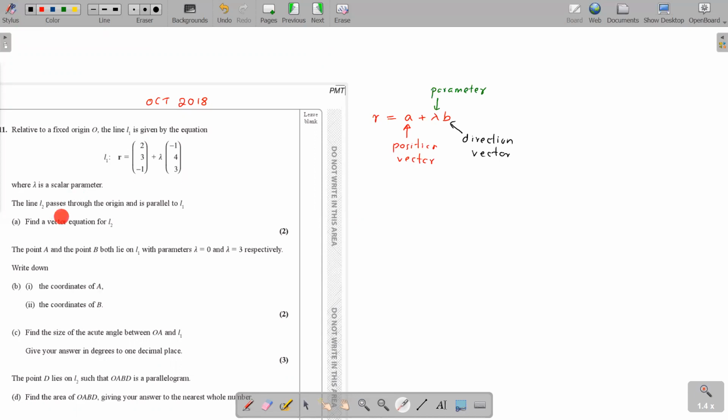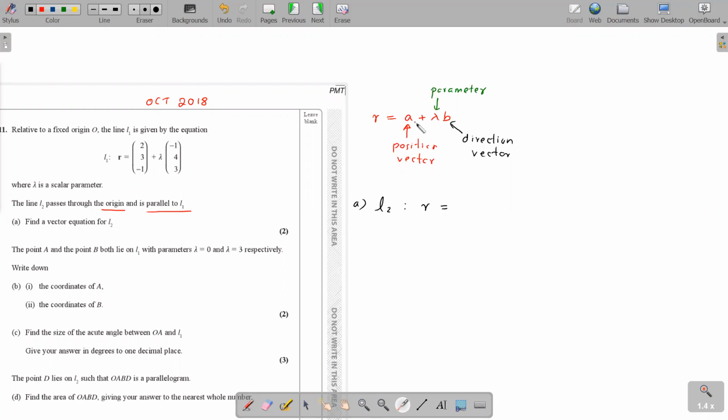The line 2 passes through the origin, so that means they have given you a position vector on the line. Line 2 passes through the origin and is parallel to line 1. They ask you to find the vector equation for line 2. So how do you find it? r equals a plus lambda b. Now, because for line 1 they have used parameter lambda, when you go for line 2, please use a different parameter. For two different straight lines, you use two different parameters.